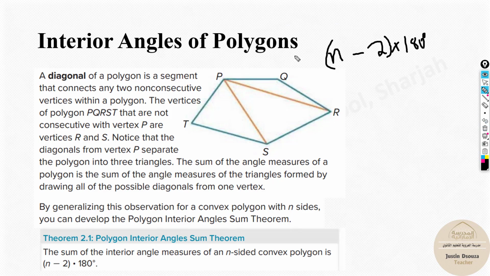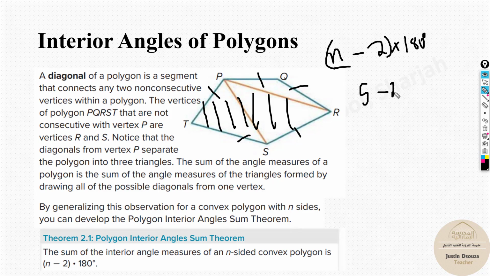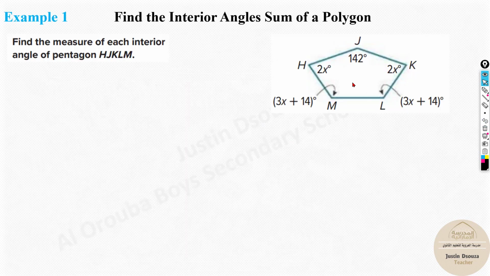This is the interior angle sum of any polygon, the total angle inside. It doesn't matter how many sides, it can be modeled by this. But what is this n? N is the number of sides. In this case, 1, 2, 3, 4, 5. So n would be 5, minus 2, multiplied by 180 degrees. As simple as that. We will look into a problem now.